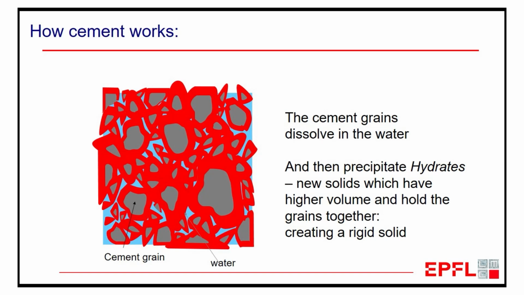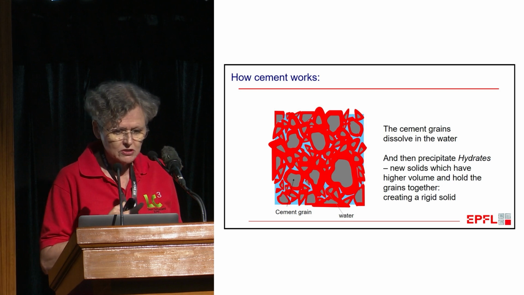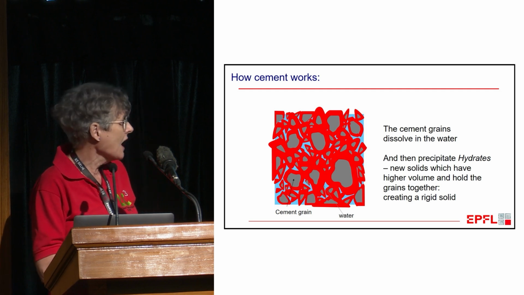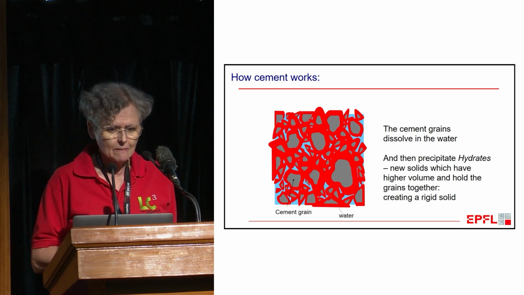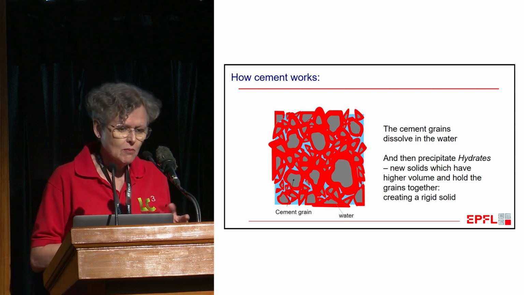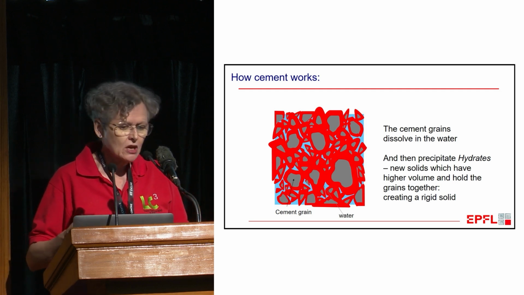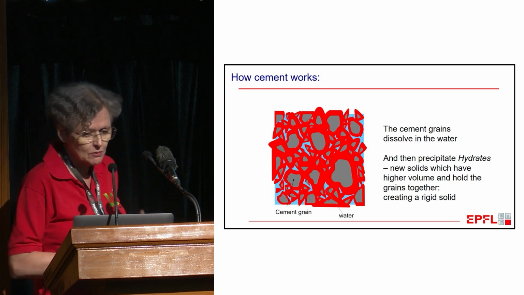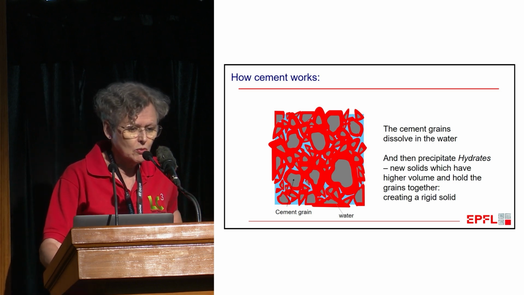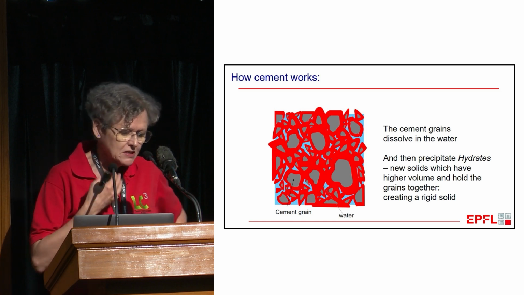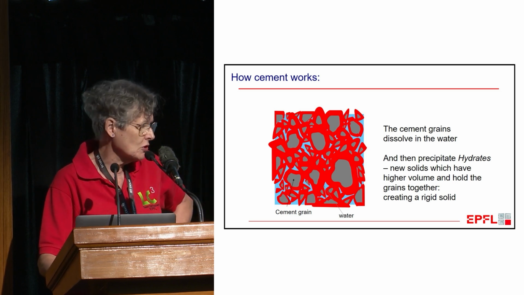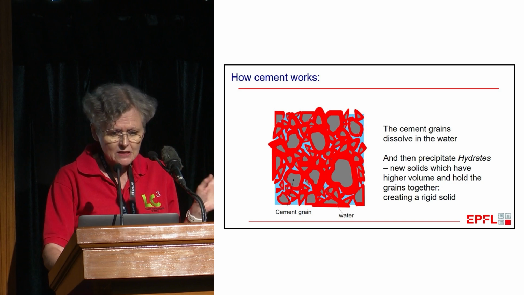This is what we call the hydrates, and they have a larger volume than the original cement grains, and therefore they fill in the space between the cement grains and bind the whole thing together. So in this way, we go from a fluid suspension to a hard solid. We still have some pores left over, some of these holes, and of course we want to minimize the amount of holes, because if we minimize the amount of pores, we maximize the strength and we maximize the durability. So that's a schematic diagram.